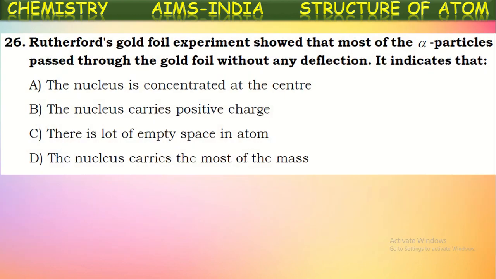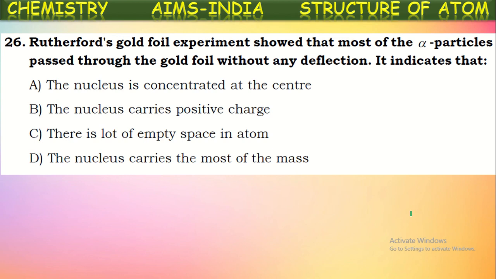Next one. Rutherford's gold foil experiment showed that most of the alpha particles passed through the gold foil without any deflection. It indicates that. What indicates here? In his observation, the major observation in the gold foil experiment is that most of the alpha particles passed through the gold foil. After striking the gold foil, they did not get any deflection. Directly they passed through the gold foil and they made scintillations on the zinc sulfide screen exactly behind the gold foil. So from this, he concluded that most of the space in the atom is empty.